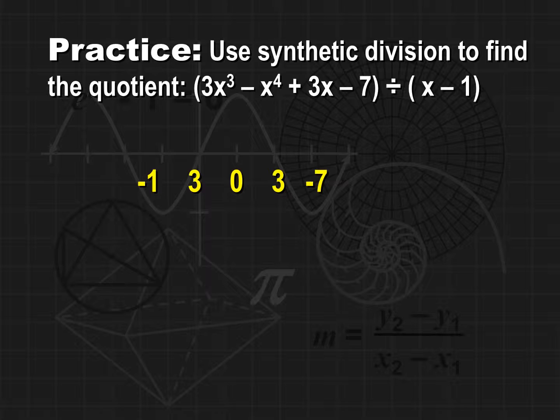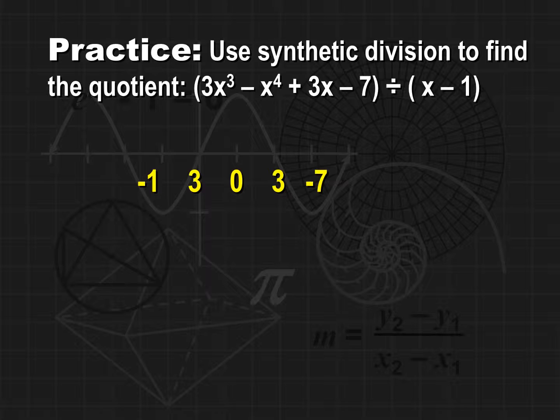Our next power would be x squared, which doesn't show up, which means the coefficient is 0. Our next degree should be the first degree, which is that x term, and the coefficient in front of that is 3. And then our last number is always going to be our constant term, which is the negative 7.